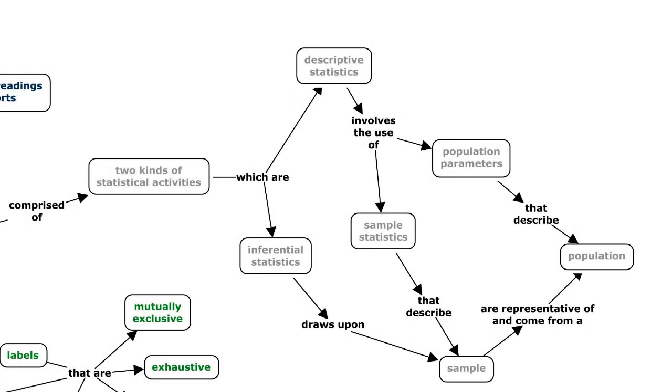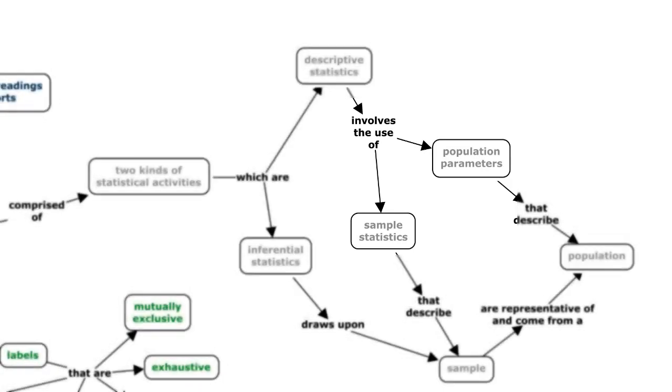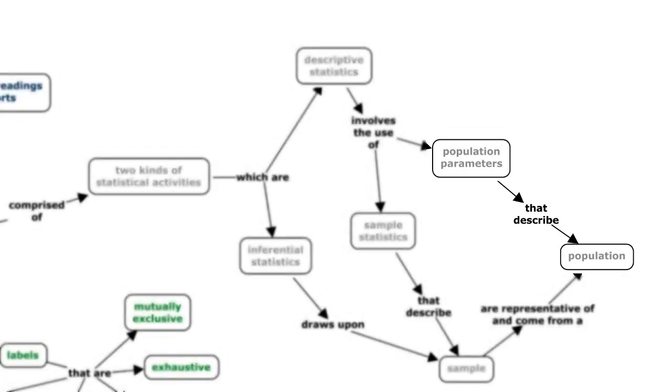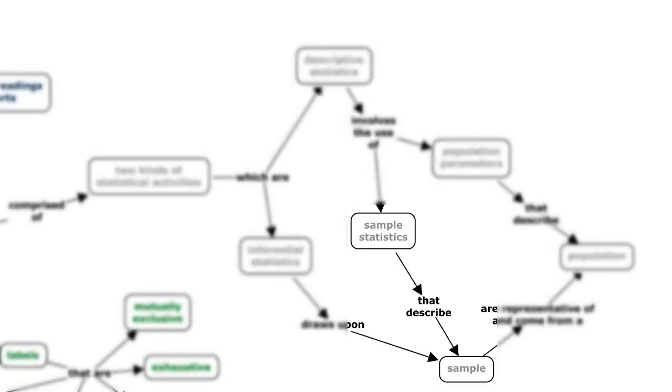If we start off with descriptive statistics and follow our concept map down from there, we'll see that descriptive statistics involves the use of population parameters and sample statistics. These 2 concepts are essentially the same, except that population parameters refers to some characteristic of a population, and sample statistics refers to some characteristic of a sample.